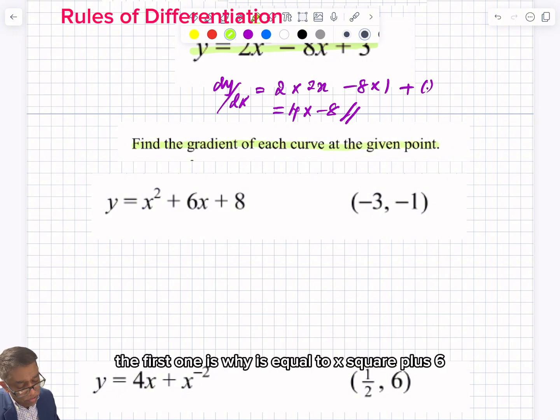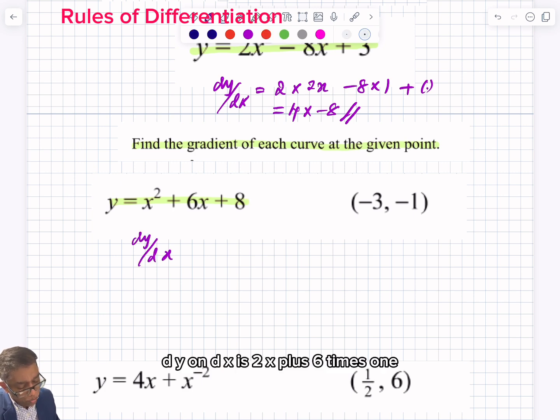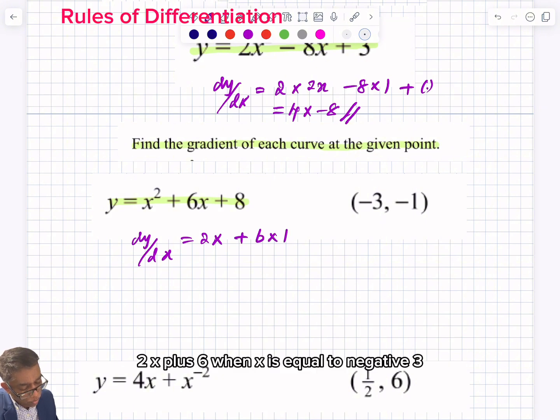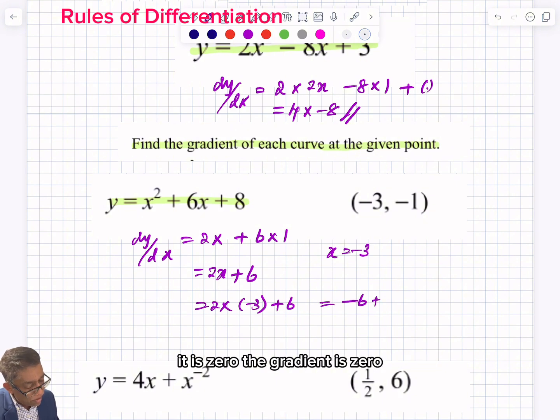The next one, find the gradient of each curve at given point. The first one is y is equal to x square plus 6x plus 8. What is dy on dx? dy on dx is 2x plus 6 times 1, 2x plus 6. When x is equal to negative 3, 2 times negative 3 plus 6, negative 6 plus positive 6, it is 0. The gradient is 0.